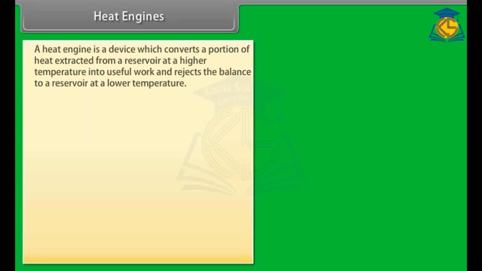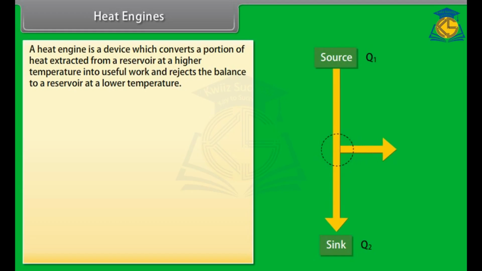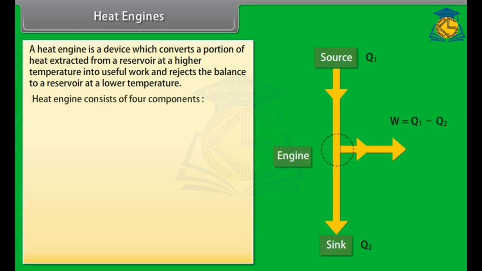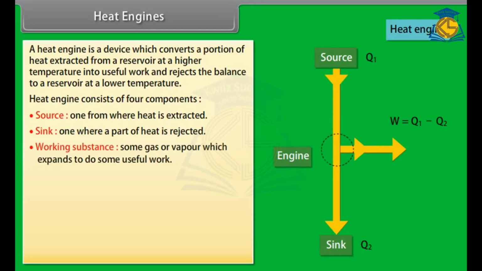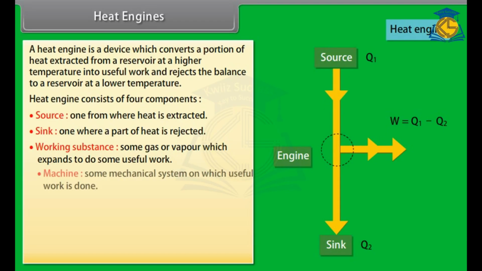Heat engines. A heat engine is a device which converts a portion of heat extracted from a reservoir at a high temperature into useful work and rejects the balance to a reservoir at a lower temperature. Heat engines consist of 4 components. Source: from where heat is extracted. Sink: where a part of heat is rejected. Working substance: some gas or vapor which expands to do some useful work. Machine: some mechanical system on which useful work is done.